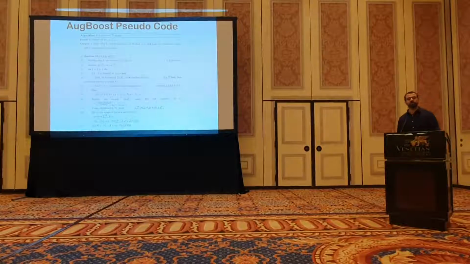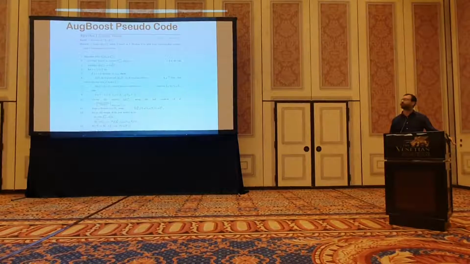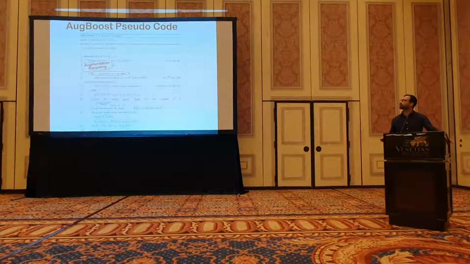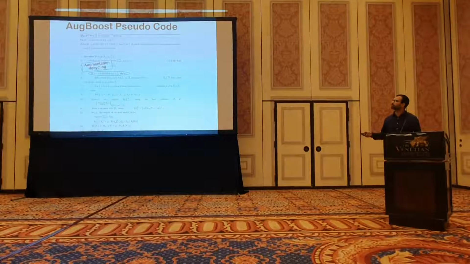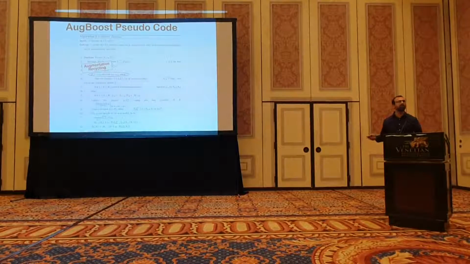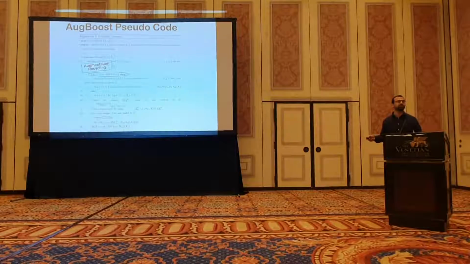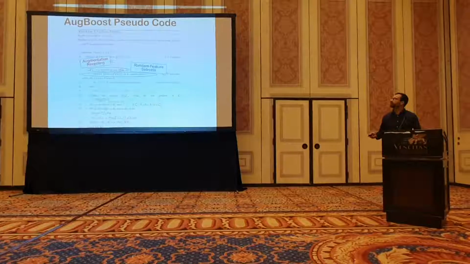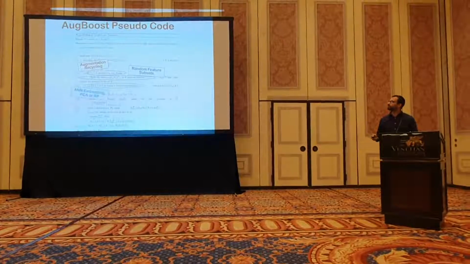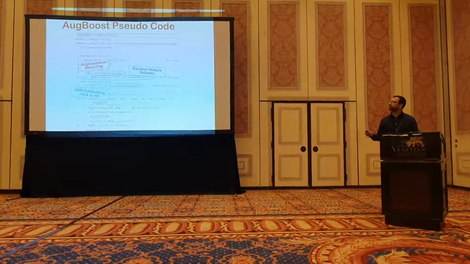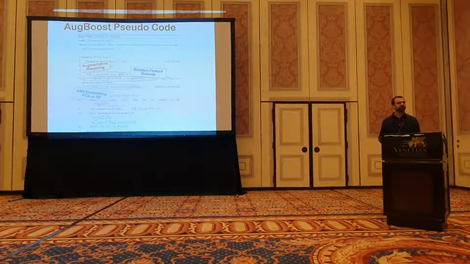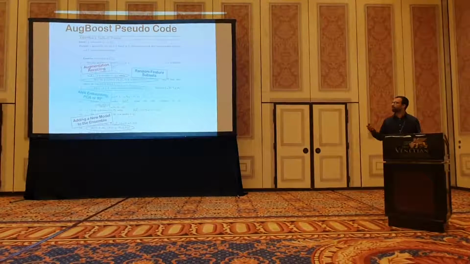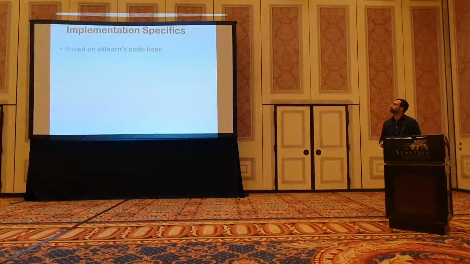So here's the pseudocode. It's fairly similar to what you see in gradient boosting, and again, I'll show you the highlights. Here's where we do the augmentation recycle. You see only in some cases we create a new feature augmentation, otherwise we just take the augmentation from a previous iteration. Here's where we create the random feature subsets. Here's where we create the feature augmentation. And at the end, we add the new model to the ensemble.